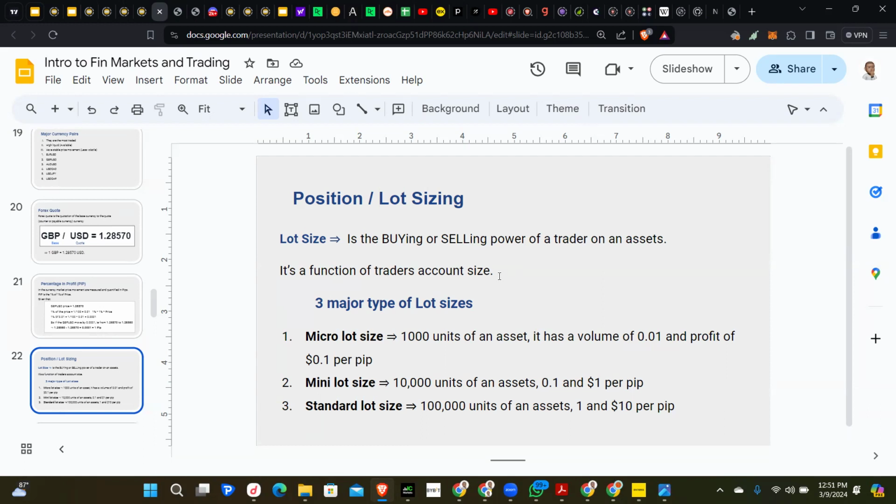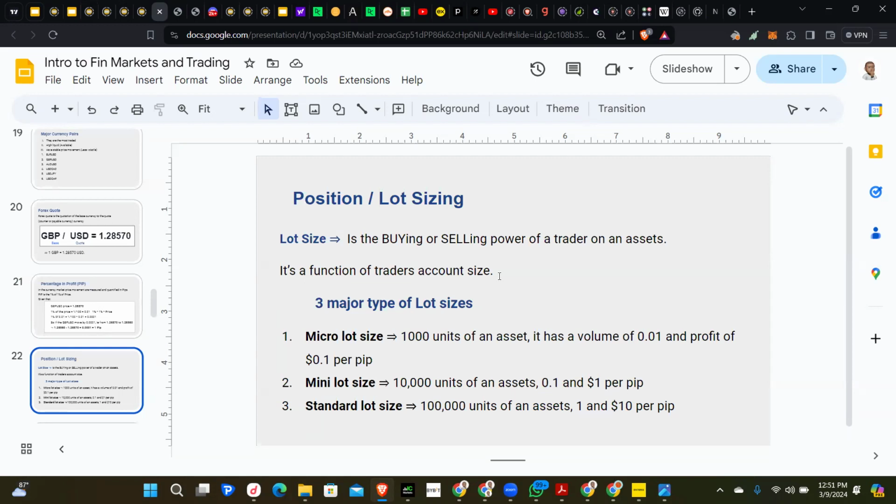Now, lot size is the buying or selling power of a trader on an asset. It is a function of a trader's account size. Lot size is like your capacity, your power. Take for instance, if I have $1,000 and you have $10,000, and both of us want to go and buy cement, you agree with me that the number of bags of cement I'm going to buy with $1,000 will be less than the number of bags you'll be buying with your $10,000.